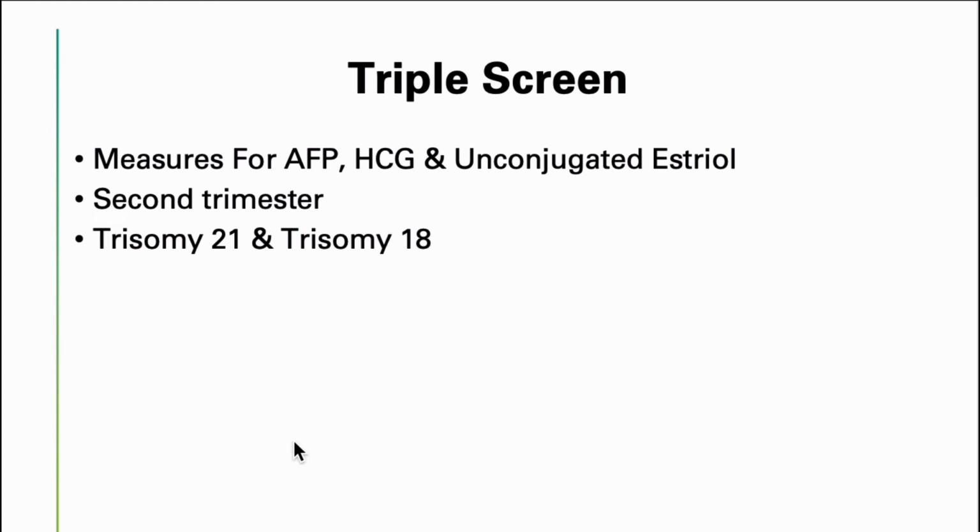Now, if you do have Down syndrome, what you end up seeing are low AFP and UE3 values. So the estriol values are going to be low, and the alpha fetoprotein values are going to be low, while the human chorionic gonadotropin, the HCG values, are elevated. So when you see this pattern, you can think, oh, it's probably Down syndrome. Okay, the chance of Down syndrome is high.